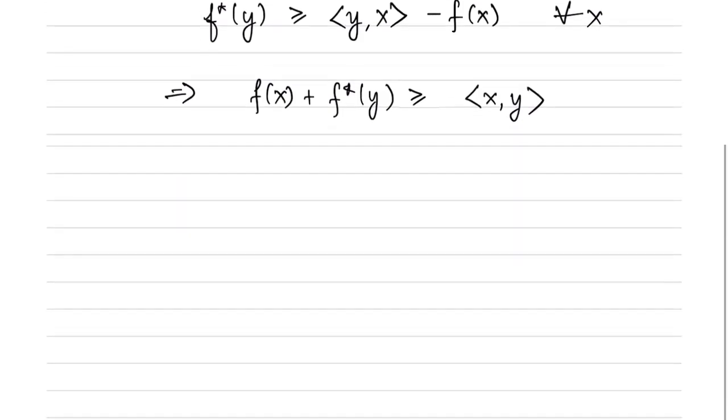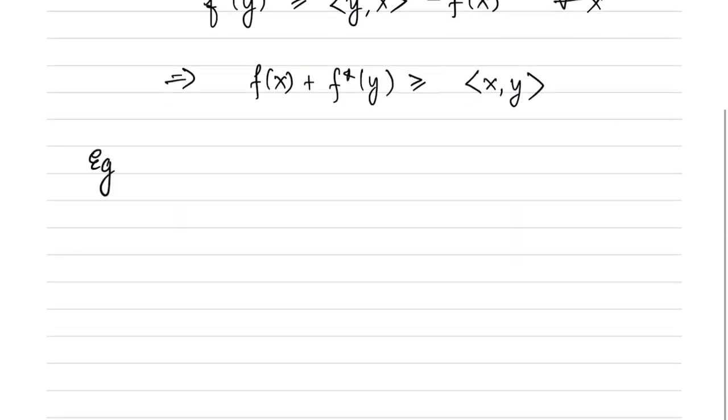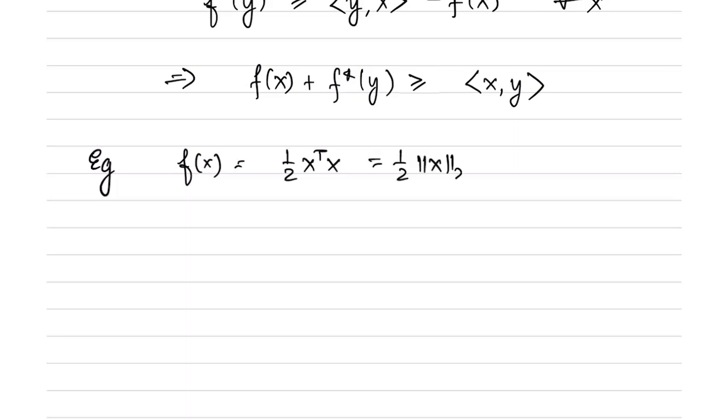Let's take a simple example. Let's take the example of f of x equal to half of x transpose x, or half of norm square of x, where x is a vector. In that case, the inner product is simply x transpose y. So what is the conjugate?